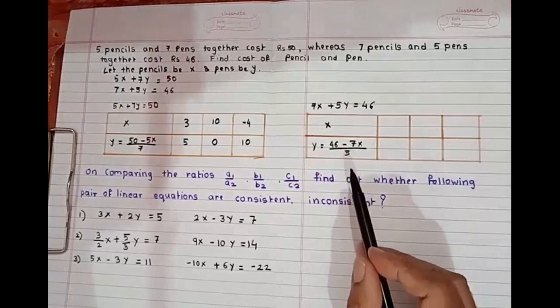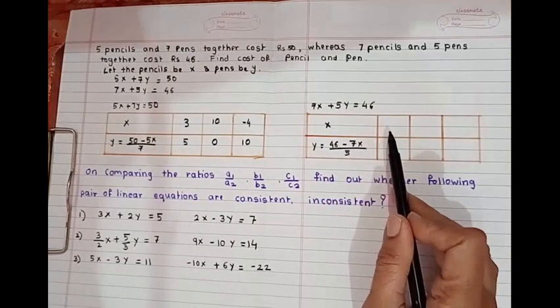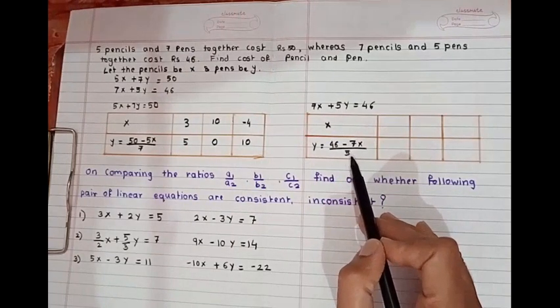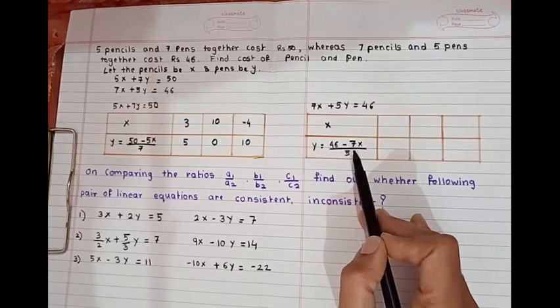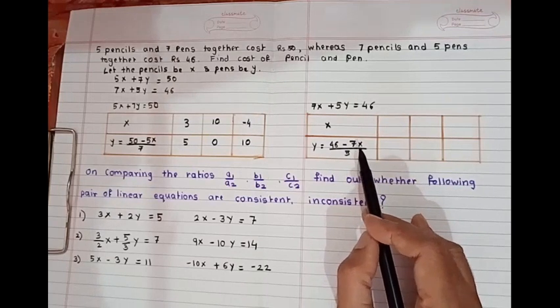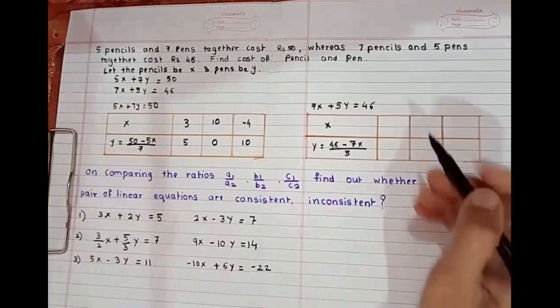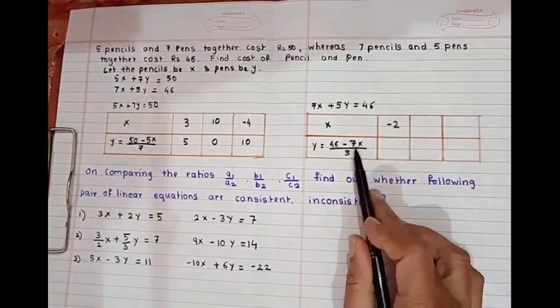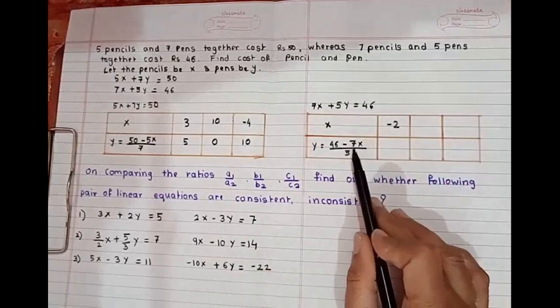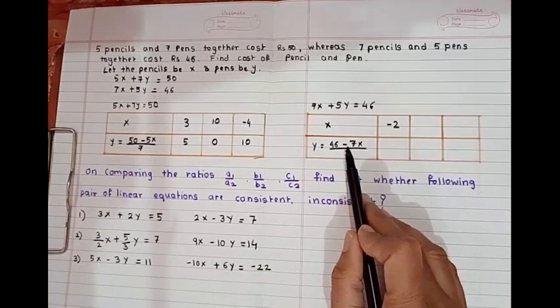Now what you have to do here? Put the value of x such that it should be divisible by 5. So the number subtracted from 46 should be divisible by 5. So if I take here minus 2, what do you get here? 7 2s are 14. So 46 plus 14, because minus minus will make you positive.